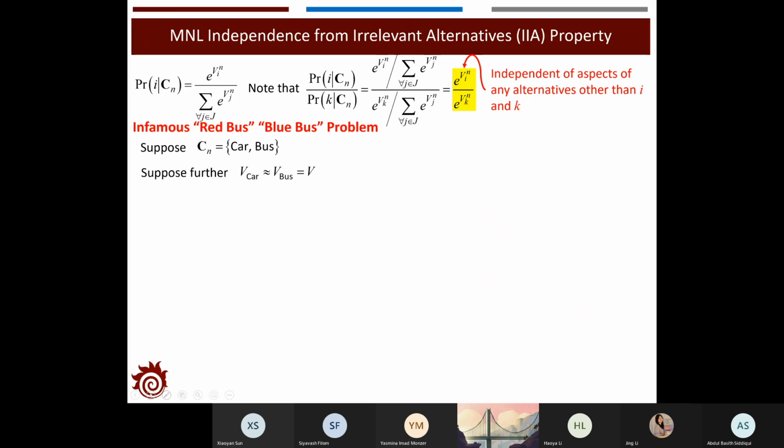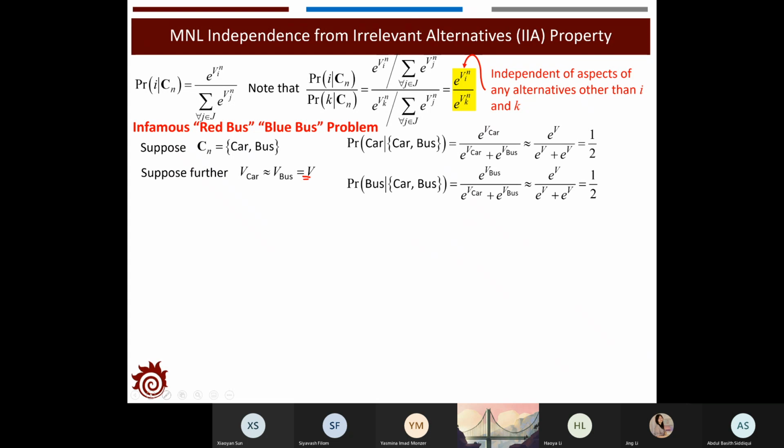And we assume that the deterministic utility of the car and bus are the same. Both of them will be V. Then we can easily calculate the probability of choosing the car or bus. From the multinomial logit model, for the car, that would be the exponential of the car divided by exponential car plus exponential bus. So you get the value 1/2, and that's the probability of car. Similarly, you can get the probability of the bus.